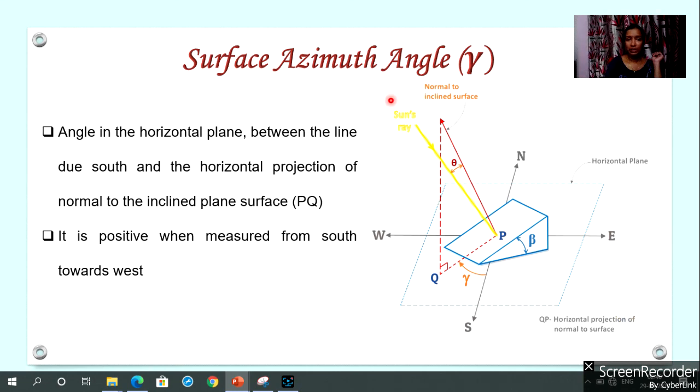So what was the solar azimuth angle? The angle between the projection of the sun's ray on the horizontal plane and the line due south is known as the solar azimuth angle, gamma S. Whereas surface azimuth angle is the angle between the projection of normal to the inclined plane on the horizontal surface and the line due south. Same as in the case of solar azimuth angle, this angle is taken as positive when it is measured from south towards west, and it is taken as negative when measured from south towards east.